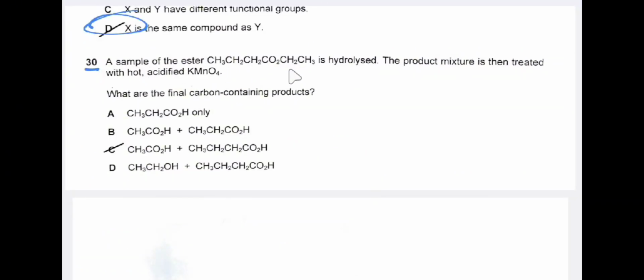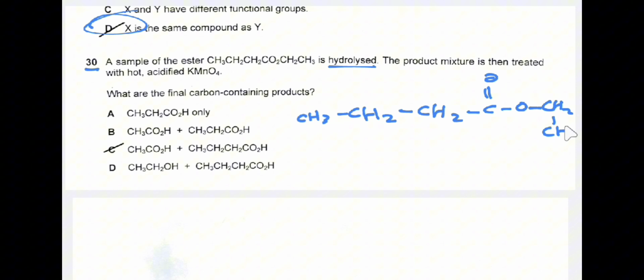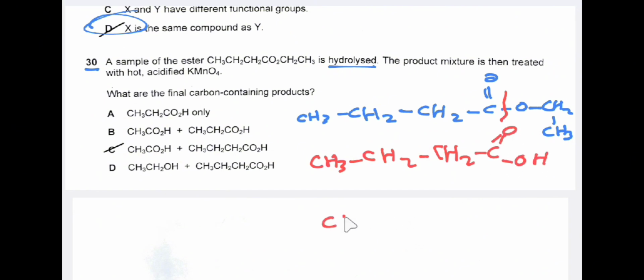Number 13, a sample of ester is hydrolyzed. The product of the mixture is treated with hot acidified potassium manganate. What is the final carbon containing product? So ester, that is CH3, CH2, CH2, then COO, then again CH2, then CH3. So this ester is hydrolyzed, that means this bond is broken, and the product that we get is CH3, CH2, CH2, COOH, and ethanol, that is CH3, CH2OH. So this acid and this ethanol, then the product is treated with acidified potassium manganate.